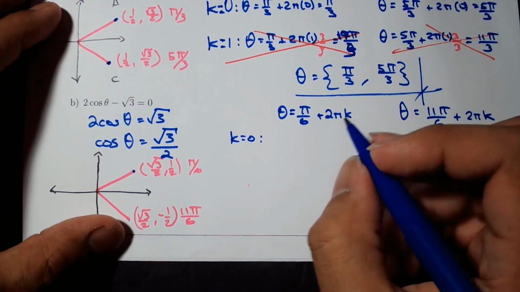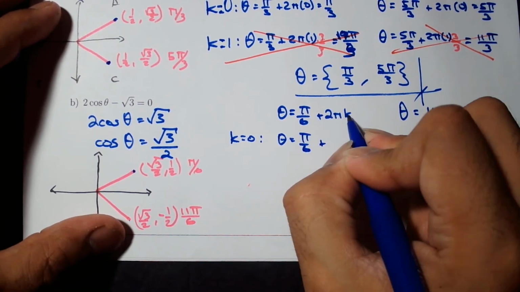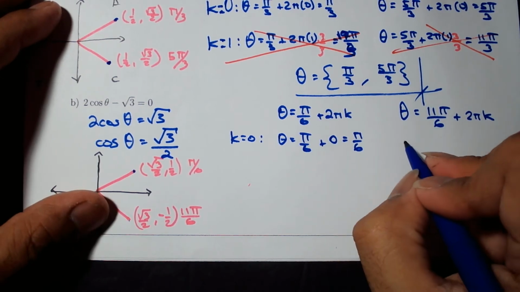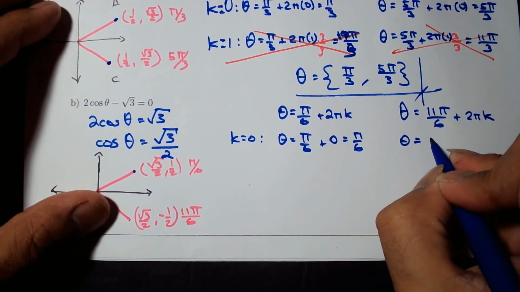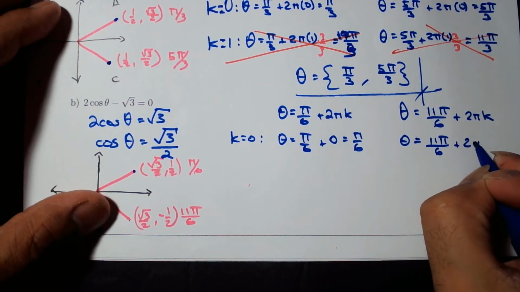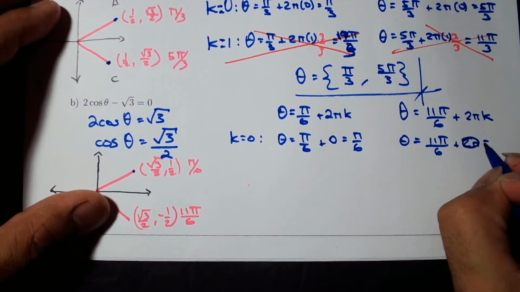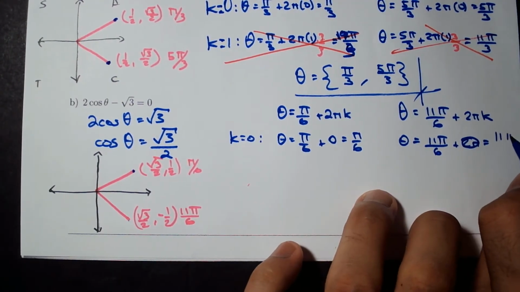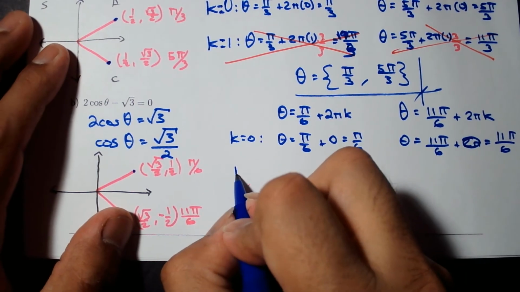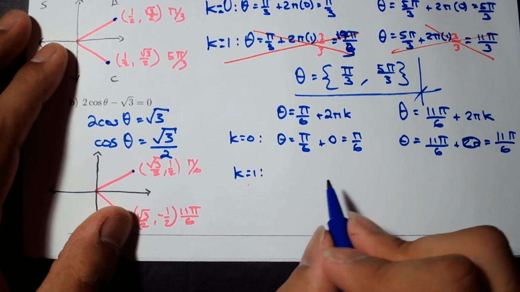And well, for k equals 0, theta in this case is pi over 6 plus, well, plug in 0, you get 0. That's simply pi over 6. And then theta equals 11 pi over 6 plus 2 pi times 0. Well, that's simply 0, and that's simply 11 pi over 6. And I'm going to do again the k equals 1 just to verify that the next solutions are out of the range.